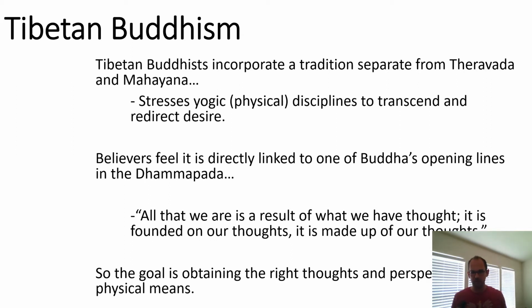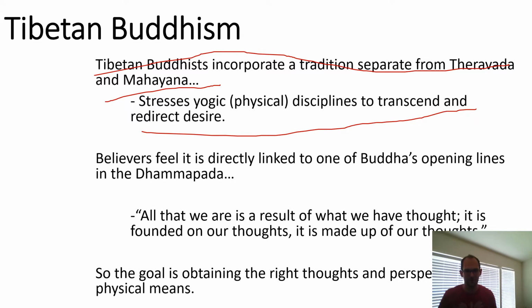But what is Tibetan Buddhism? Before we get to mandalas, we have to understand exactly what Tibetan Buddhism is. There's two schools, remember? There was Mahayana and Theravada, but there is kind of a third way known as Tibetan Buddhism. So Tibetan Buddhists, as you see here, they incorporated tradition. That is a bit different than Theravada and Mahayana.